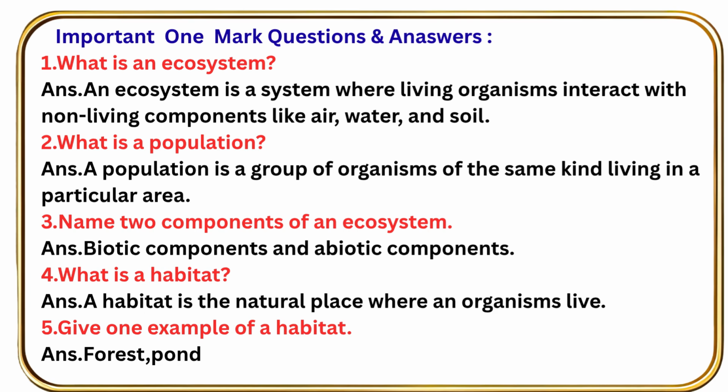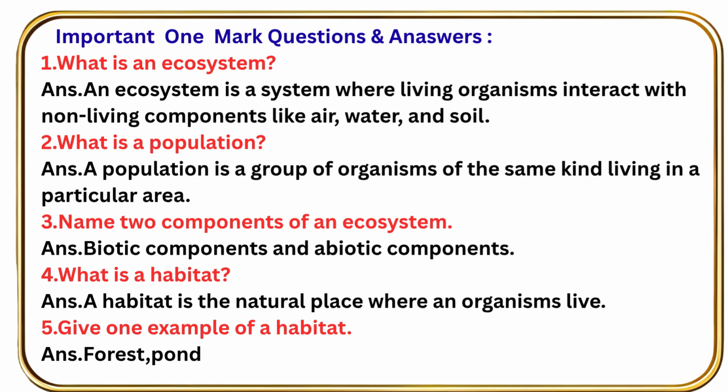What is an ecosystem? Answer. An ecosystem is a system where living organisms interact with non-living components like air, water and soil. Question number 2. What is population? Answer. A population is a group of organisms of the same kind living in a particular area. Question number 3. Name 2 components of an ecosystem. Answer. Biotic components and abiotic components.